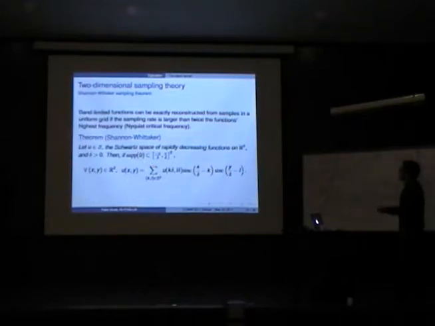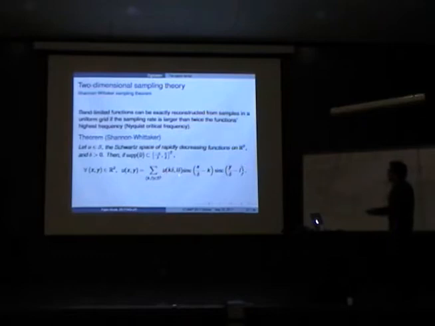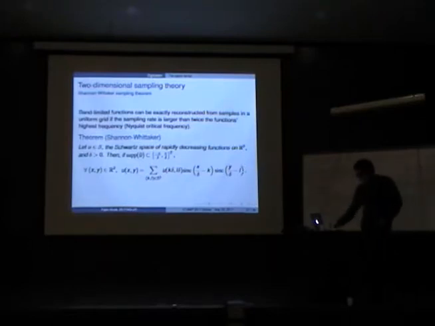So you can retrieve the continuous image from its samples in a regular grid if you sample it fast enough. So the band-limited condition is this. U hat has to be within the minus pi over delta support, and then if you sample with a rate delta, you get perfect reconstruction. This is really an equality. Okay?